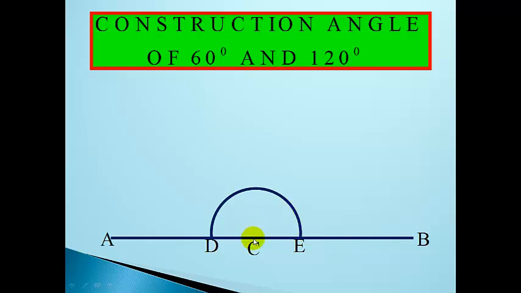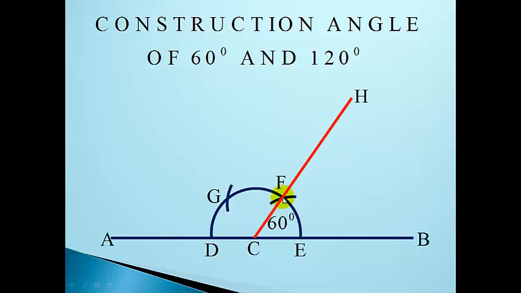Now, with the same radius that you use in describing this arc, stand at E with the same radius and describe an arc on the first arc as shown, and name the point of intersection F. With that same radius, stand at F and describe another arc and name the point of intersection G. Now draw a straight line from C passing through F as shown.